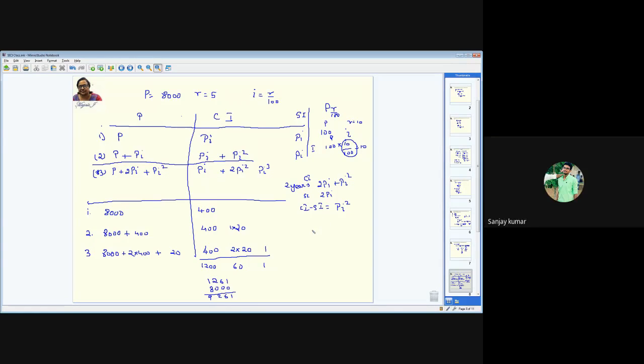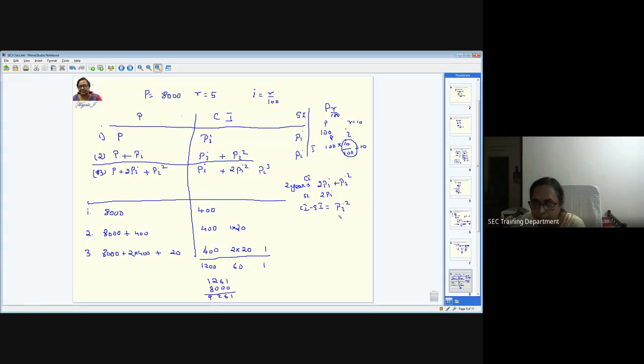Okay, so this is the formula that usually you will be asked. We will be seeing that problem: what is the difference between simple interest and compound interest for 2 years. If it is for 2 years, it is nothing but P into I square. I is nothing but R by 100. So it's going to be P into R by 100 into R by 100. It's not R square by 100. So that's it. This is for 2 years difference.